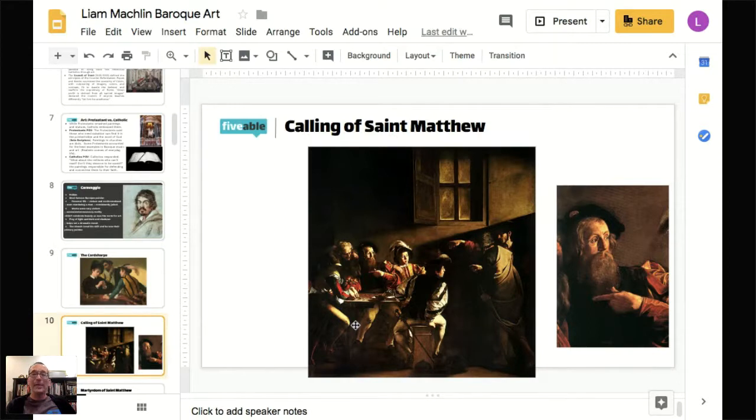So the Calling of Saint Matthew really opened many people to the talents of Caravaggio and the things that he can actually do. And it's interesting, the coinage that you see on top of his head.